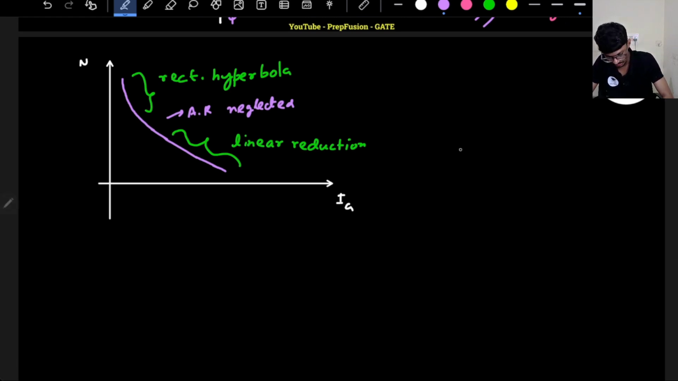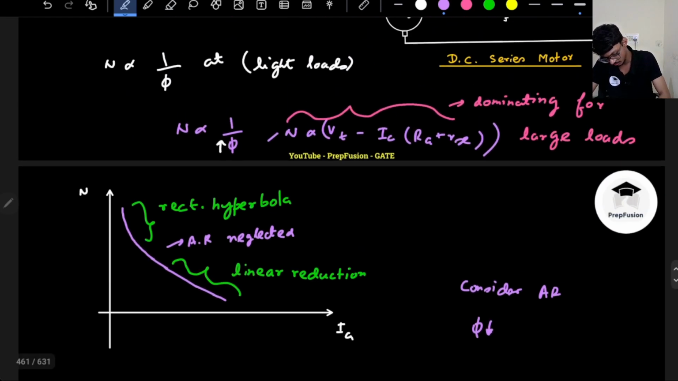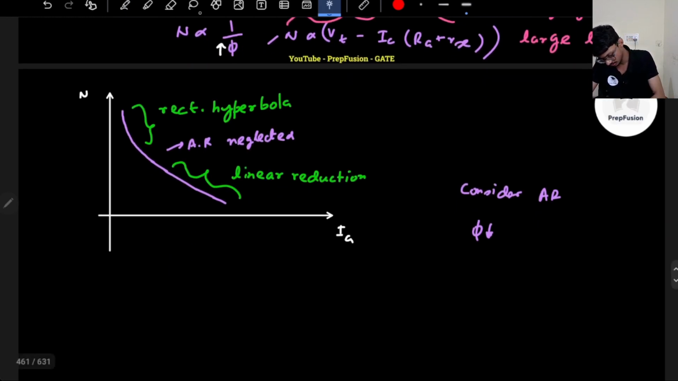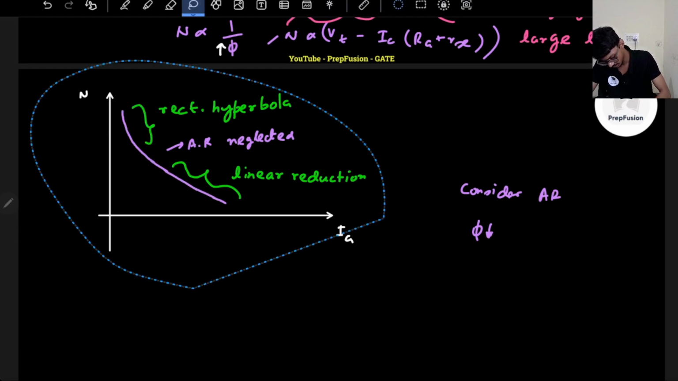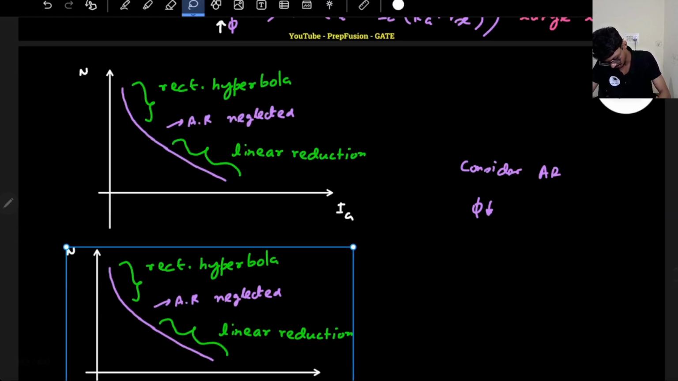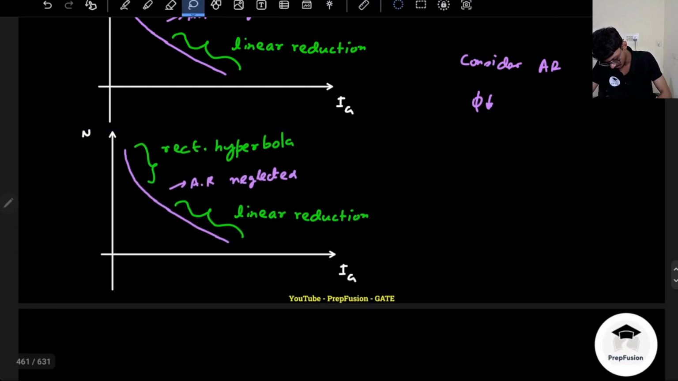So if I consider armature reaction, what will happen? The overall flux will reduce. So if the overall flux reduces, then the increase in flux will reduce, hence the speed will increase. So overall the graph will shift up basically. This will be the same graph only, shifted up. So I will draw this. This is armature reaction neglected. So with armature reaction, the graph will be simply shifted up.